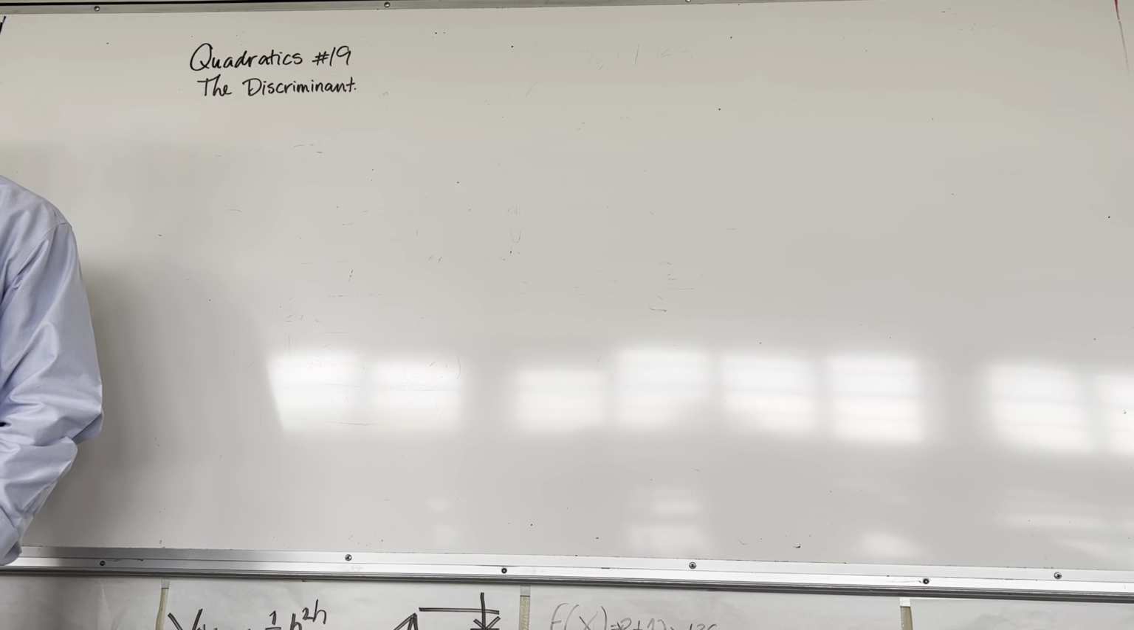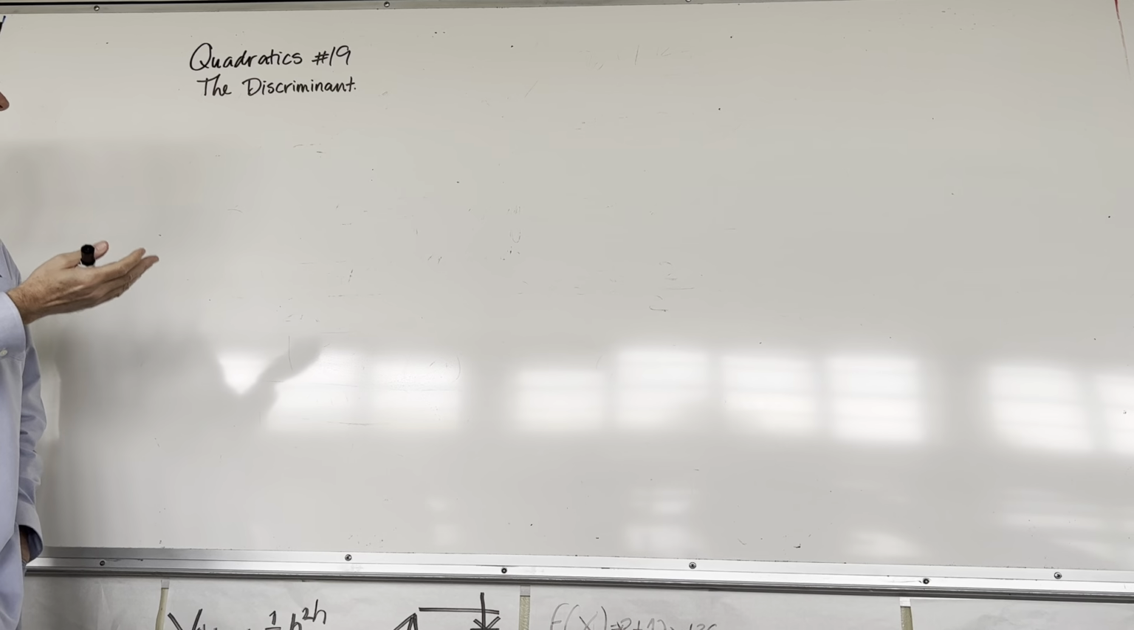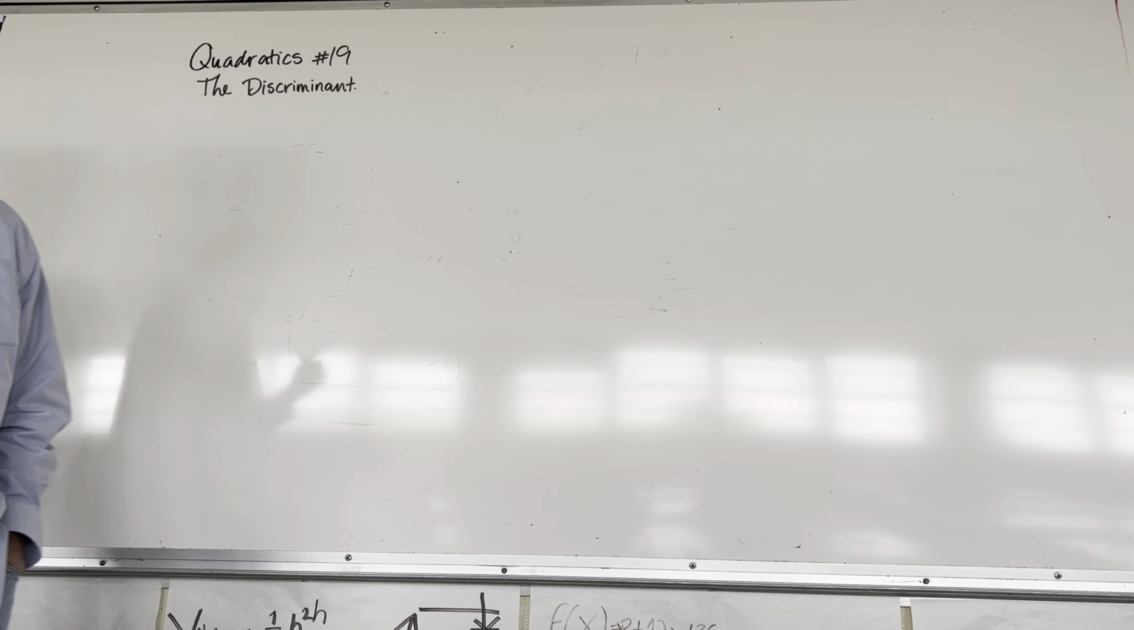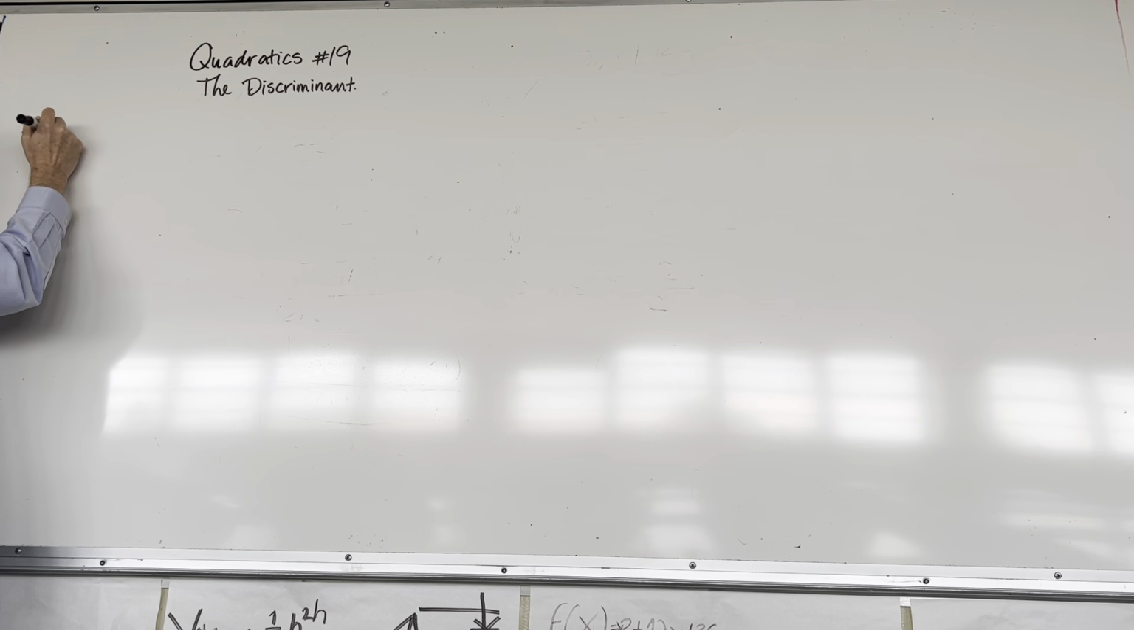So look, here's the simplest quadratic there is, right? This is quadratics number 19, the discriminant. That's going to be today's topic. But to warm you up, this is the simplest, okay? We'll do it off to the side. f of x equals the very simplest quadratic you can do.